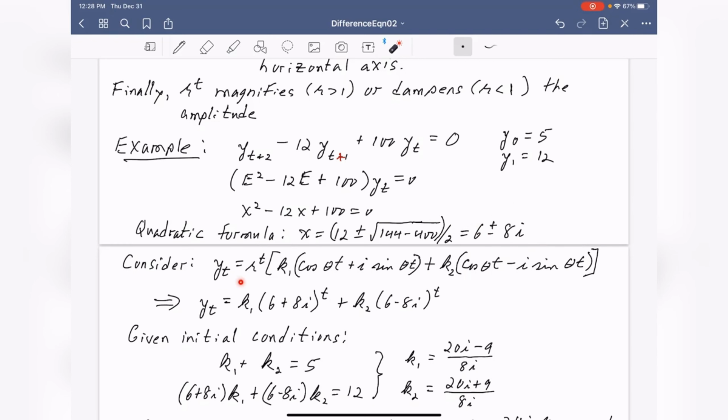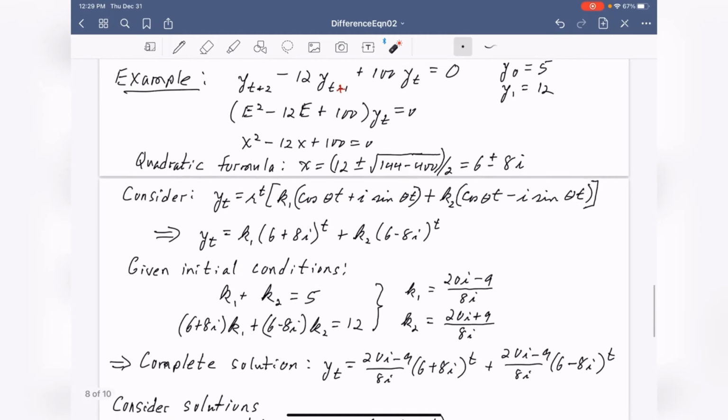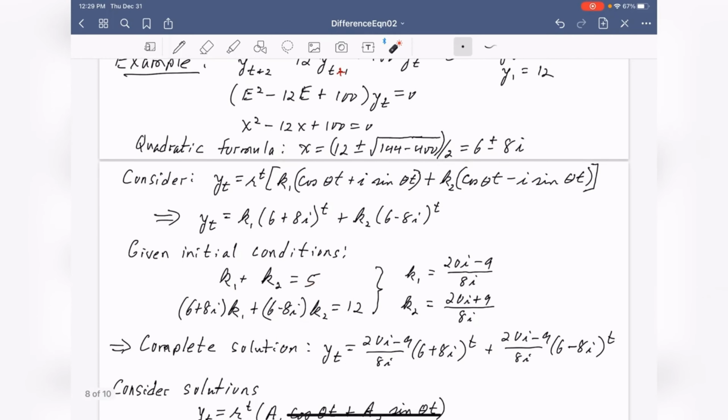And now consider this general solution here. That gives us k1 multiplied by (6 plus 8i) to the power t plus k2 (6 minus 8i) to the power t. Given the initial conditions that y0 is 5 and y1 is 12, we get k1 plus k2 equals 5. So if t equals 0, then each power becomes a 1. If t equals 1, then we have (6 plus 8i) multiplied by k1 plus (6 minus 8i) multiplied by k2 equal to 12.